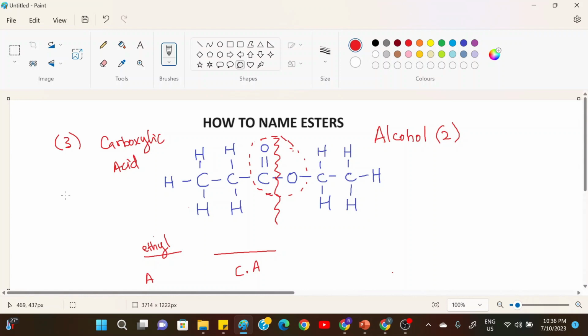YL is the suffix that we use in naming the first part of an ester compound. And the second part of the name is derived from the carboxylic acid, and since it has 3 carbons, the second part of the name of the ester is propanoate.